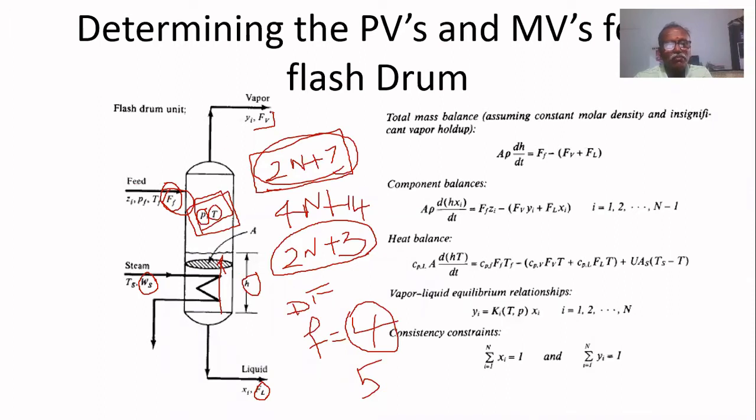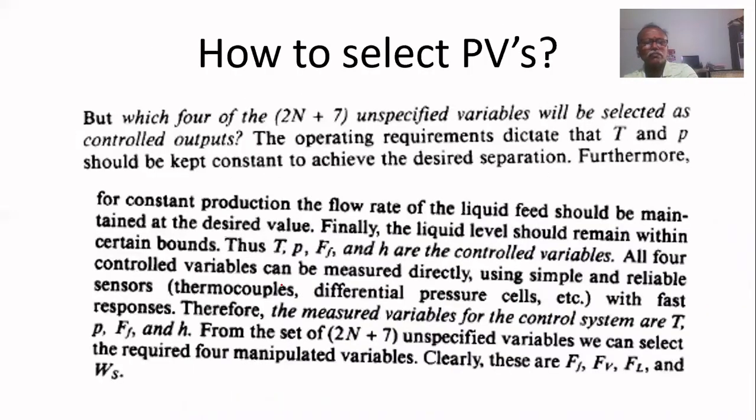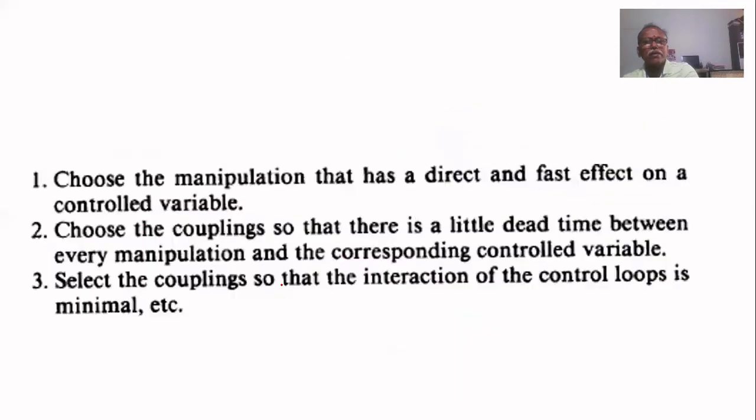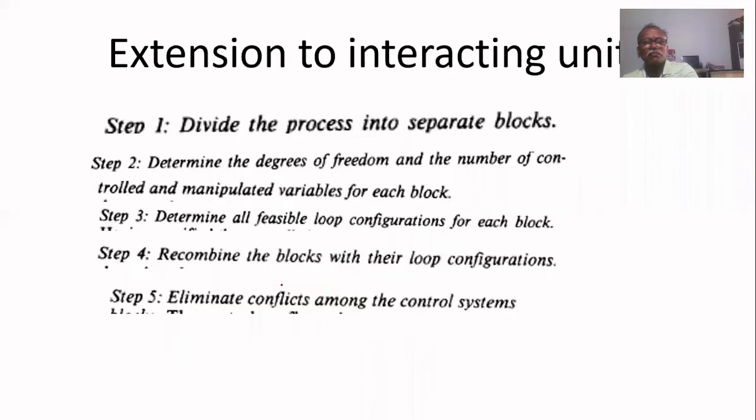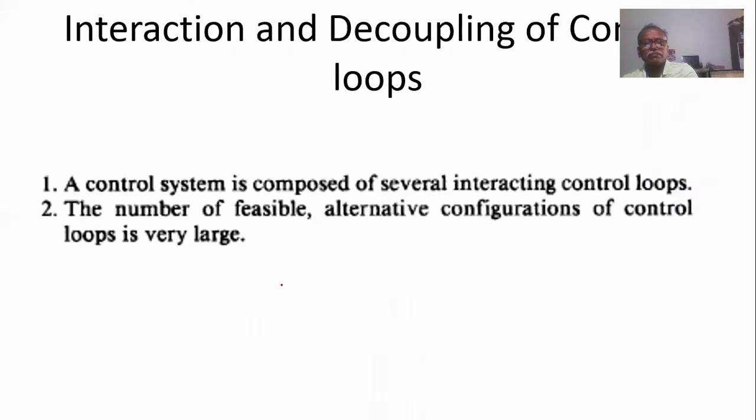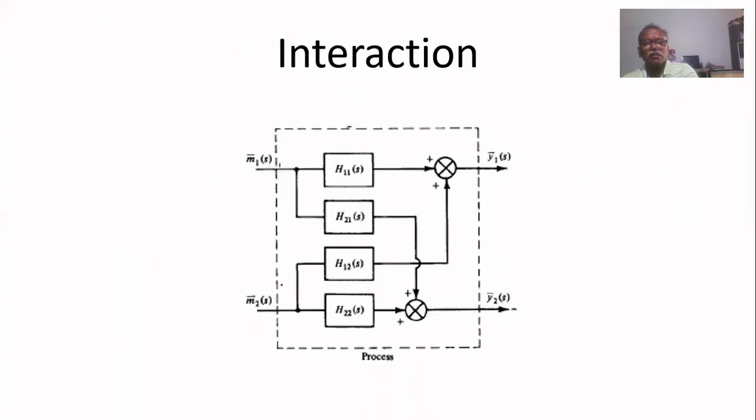To control these 4 variables, we selected another 4 manipulated variables among the 2n plus 7, and we found 24 possible combinations. By qualitative analysis, we selected 4. This is one way, qualitative analysis. This can be done by quantitative analysis also, that we are going to see today. Quantitative analysis.